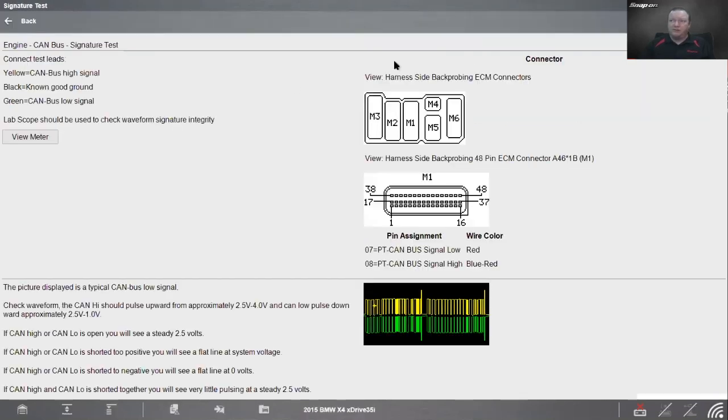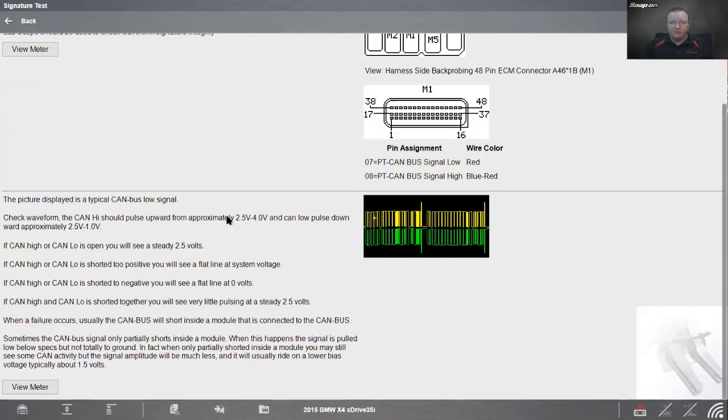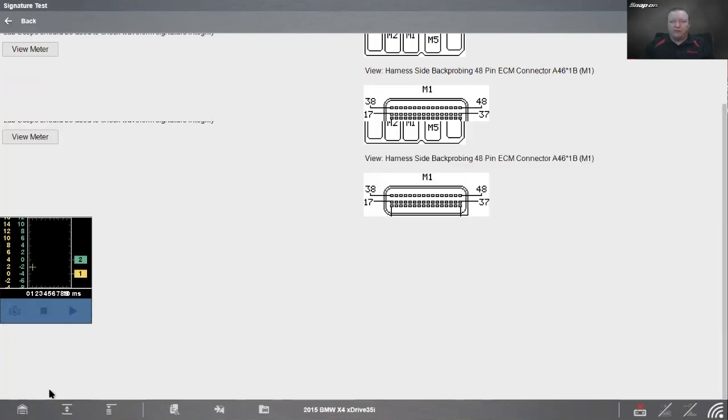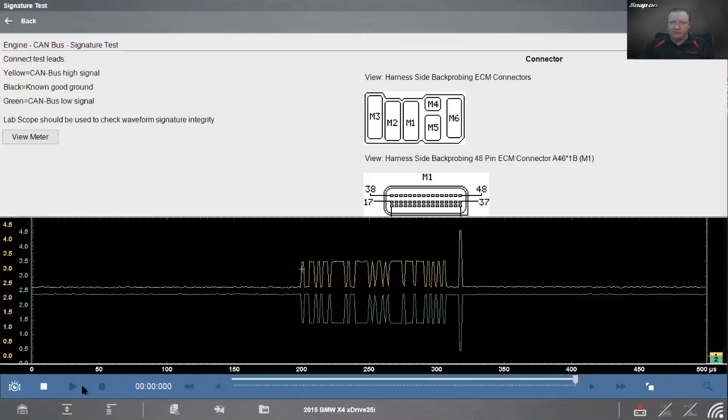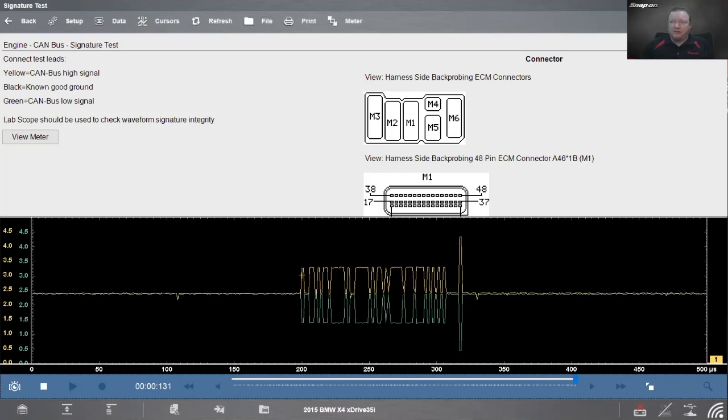If we go to a signature test, it's going to tell us exactly what it should look like, right, and what our voltages should be. If I hit view meter, it'll actually open it up and it'll show us the information on the screen as well. So there's a sample CAN bus pattern. I know we looked at this last week, but there is a sample CAN bus pattern there. So 200 to 350, that's about 150 microseconds, 150 millionths of a second.